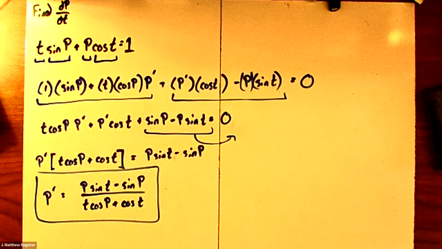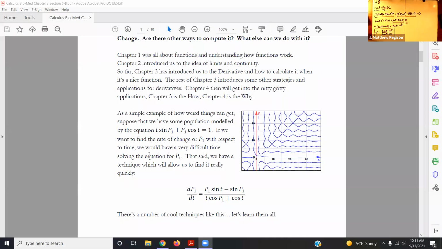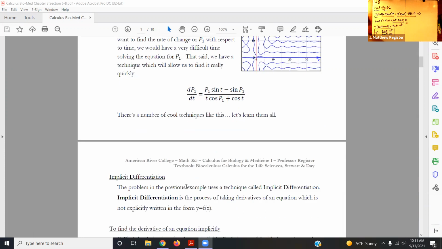So now let's double check with the notes, because I seem to recall I had the notes wrong at one point, and I don't remember if I ever changed that or not. So doing the old share screen, we have p sine of t minus sine of p over t cosine of p plus cosine of t. Looks like the notes are correct. So that is a good sign. You should always double check, because I do make mistakes every now and again. But that's the idea with implicit differentiation.